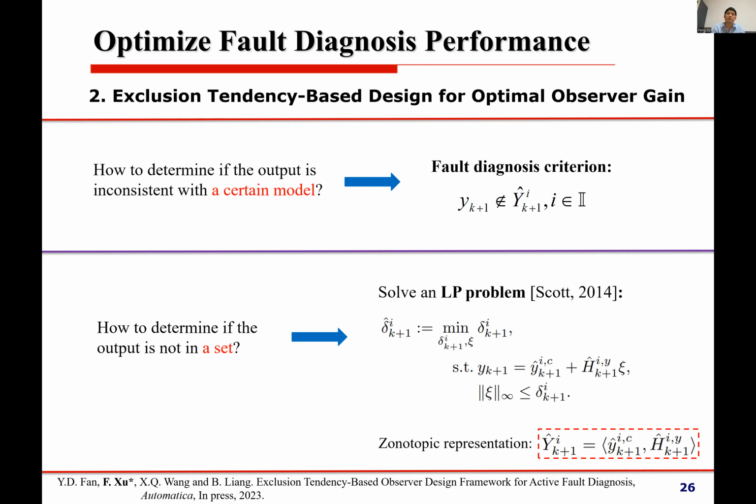Because if we want to integrate the 2 steps together, we need to transform it into an optimization problem. In some sense, we can design an algorithm to do the 2 steps together. We don't depend on our eyes to say if the output is inside the output set. So based on this idea, we turn to a linear program from Scott 2014.